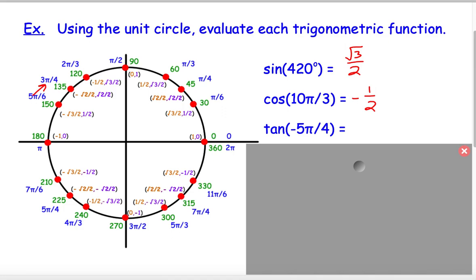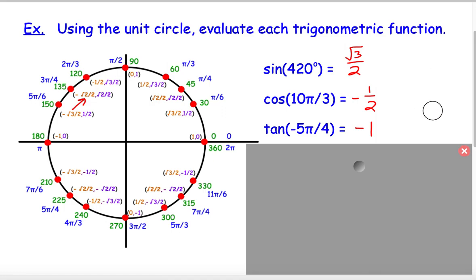The tangent is going to be the sine over the cosine, or the y over the x. So it's going to be positive root 2 over 2 divided by negative root 2 over 2, which is going to give me simplified negative 1. Now, if you want to do it the other way, like I talked about, you can take negative 5 pi over 4. Since that's negative, what if we add 2 pi to that? But we'll have to make that 8 pi over 4 in order to add those two together. And notice that gives me 3 pi over 4, which is exactly where I was at.